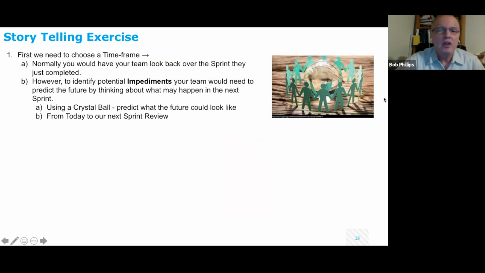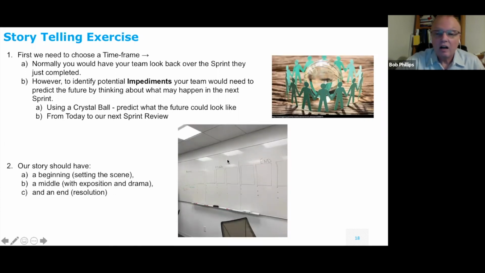So basically, you have your team, and I already explained this. Instead, I said use a crystal ball and predict what the future could look like from today until our next sprint review. So you're setting a time box. It's a 2-week time box from the day of the retrospective to the next sprint review. I re-emphasized that the story would have a beginning, middle, and an end. And as you can see here, I put dots underneath each one because when I first did this, I didn't have the team members record what they said, and it was hard to come back and analyze it. So now, as they're writing the diagram, they're putting bullets down of what they're saying, to refresh everybody's mind.